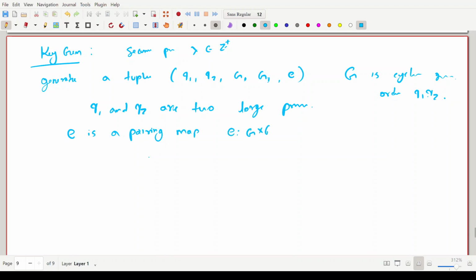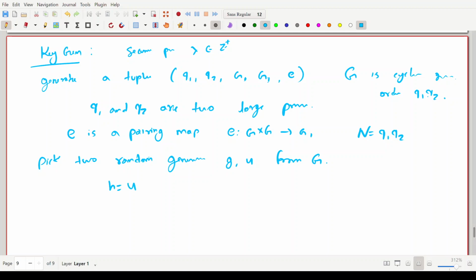E is from G cross G to G1. Okay, and let me call N equal to P, Q1, Q2. Now pick two random generators G and U from G, and set H equal to U raised to Q2. Then H is a random generator of a subgroup.